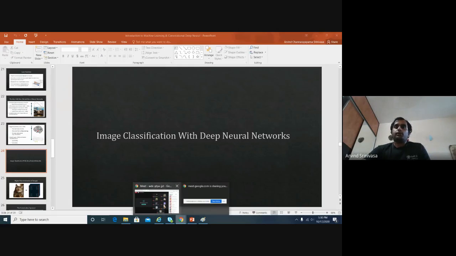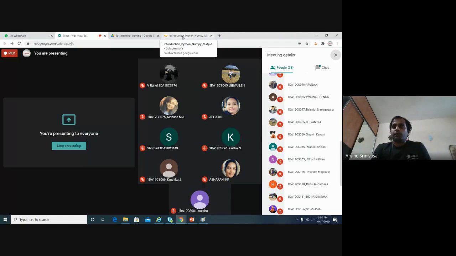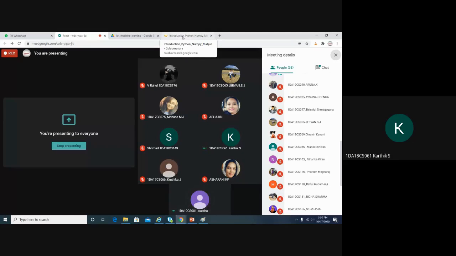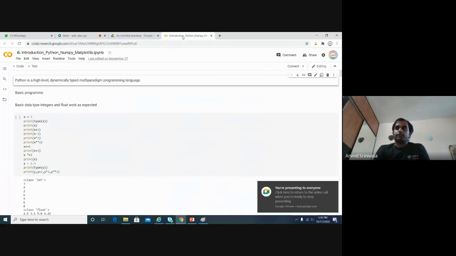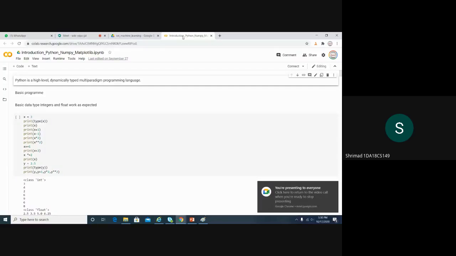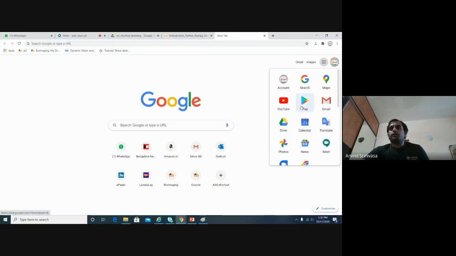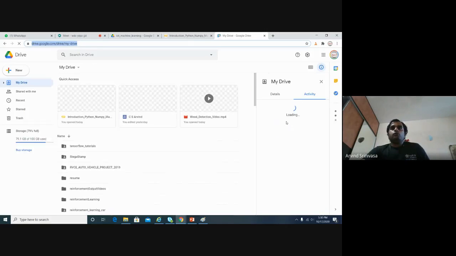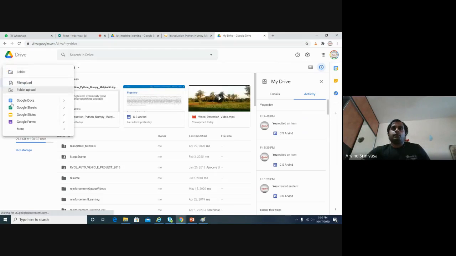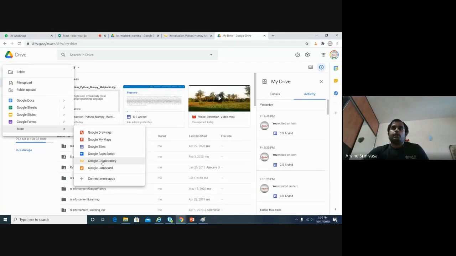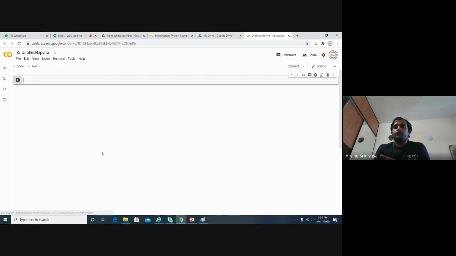So how to do the programming? Everyone has a Google account, right? Yes, sir. You know Google Colabs, right? Yes, sir. Okay. For the few people who don't know Google Colabs, let me start from the basics. If you go to your Google Drive, click on New, then go to More. There is an option called Google Collaboratory. If you click on that, it will open a Python Jupyter notebook.